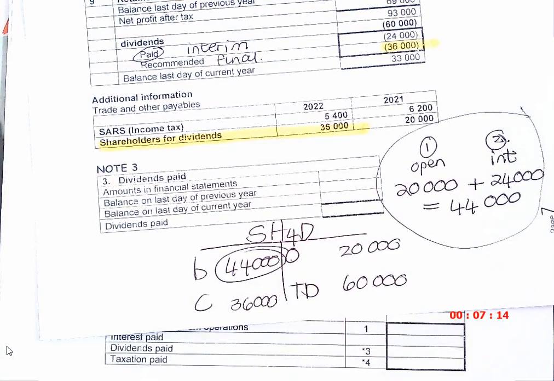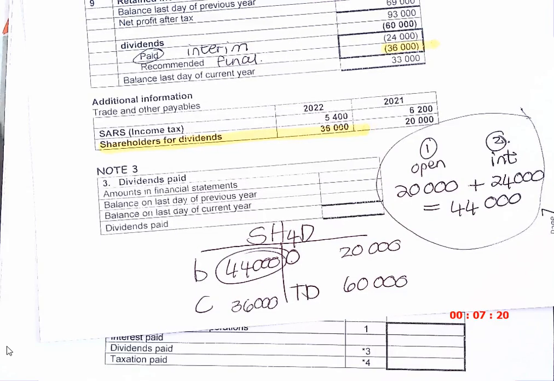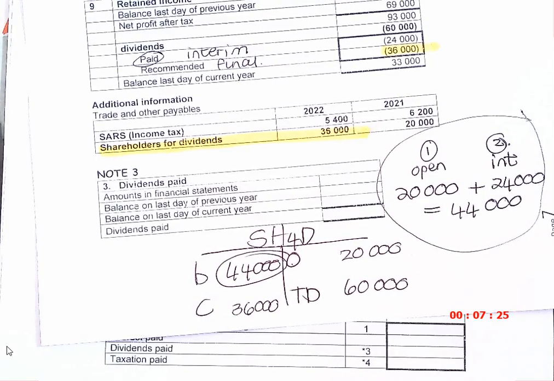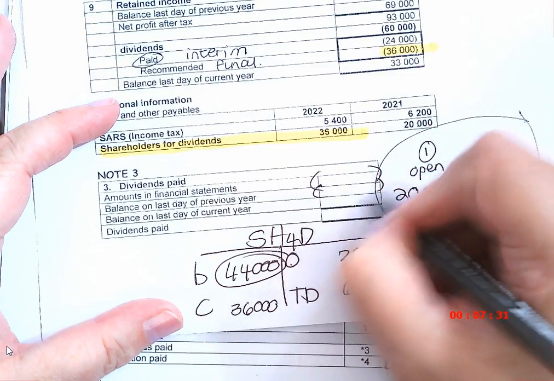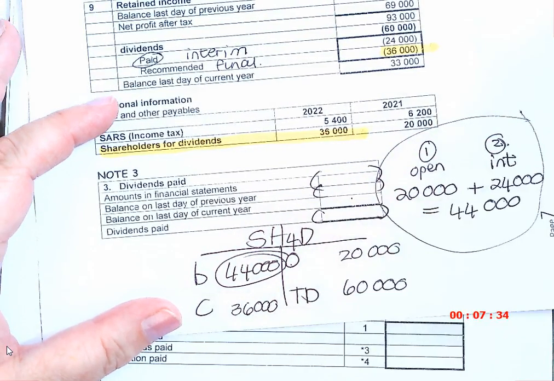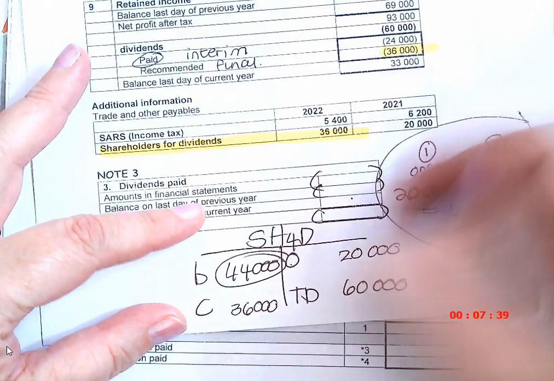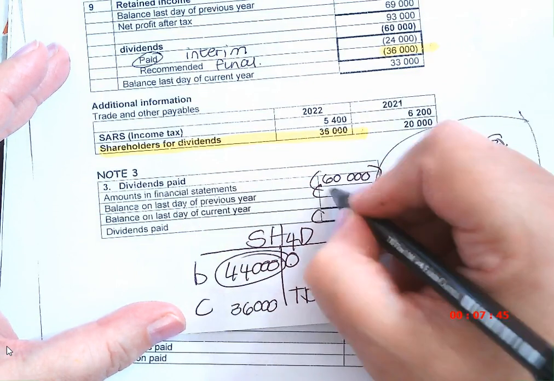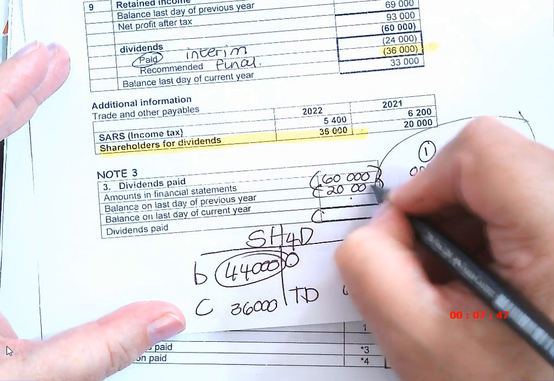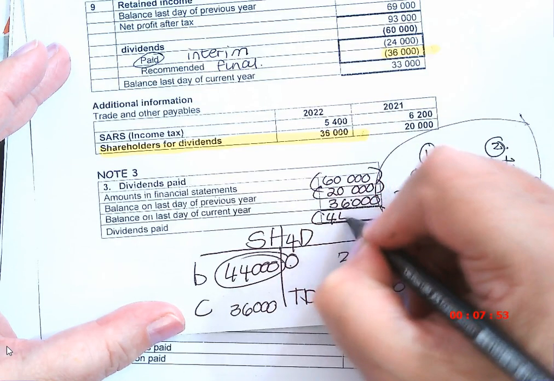If you are someone who wants to do the vertical method, you are more than welcome. I have to tell you, my brain gets very sore doing it, but I'll do it for you. So with dividends, you always remember it's bracket, bracket without bracket. Okay, so the amount in the financial statement would be that total, the 60. The opening balance is the 20. The closing balance is the 36. And that will give me a payment of 44.